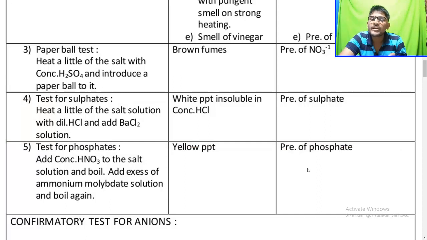White PPT insoluble in concentrated HCl, and this gives the presence of sulfate. So basically get into this sulfate test because it is most probably coming in your examination.